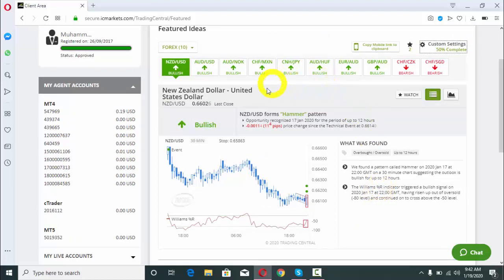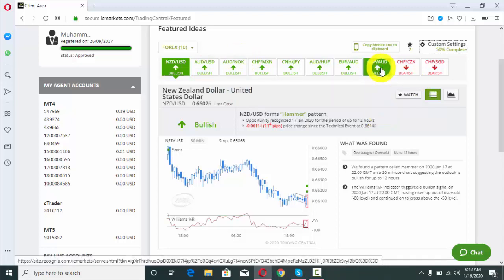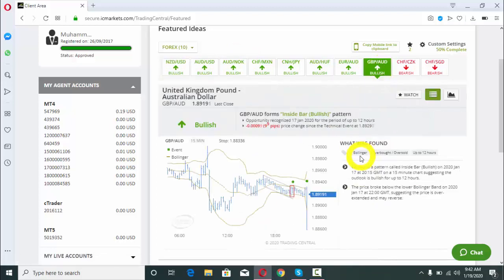Now these pairs will be changing from Trading Central. Like here they have done GBP AUD. Similarly, they are saying that there is an inside bar formation, etc. What was found here, we can see, and here they have also applied Bollinger Bands. So we can learn all the things whatever we want from them.